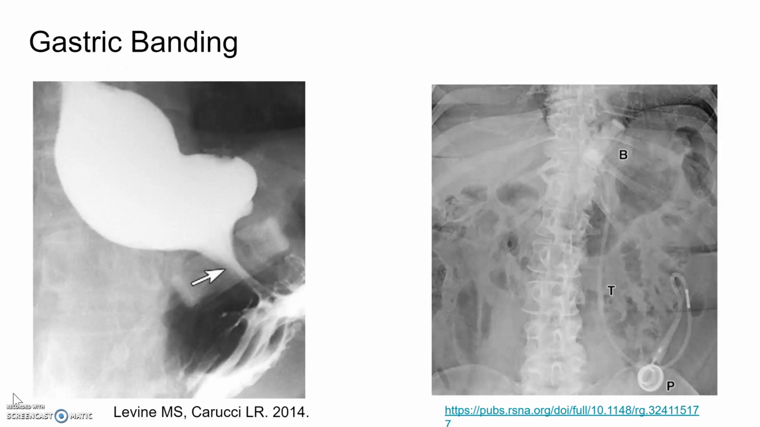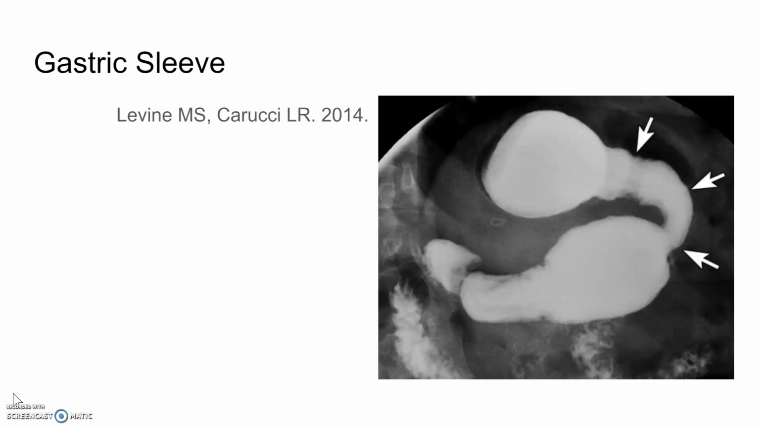In this image, you can see the band that is used for the gastric banding procedure. The B is the silicone band, the T is the connecting tube, and the P is the reservoir port where saline is inserted to inflate the band. This image shows someone who has had the gastric sleeve procedure. You can see that the arrows are pointing where about 75% of the stomach has been removed, leaving a thin tube known as the sleeve.